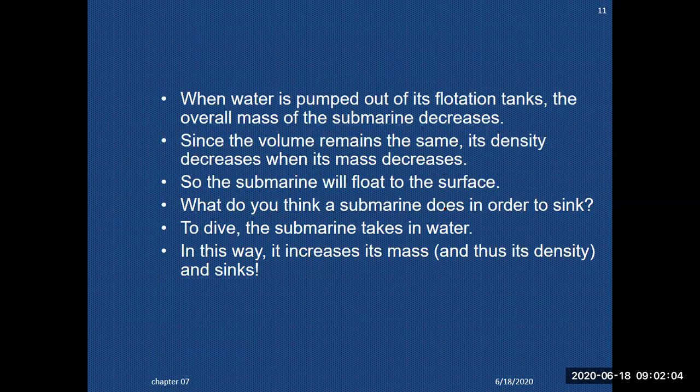What do you think a submarine does in order to sink, to dive? The submarine takes in water. In this way, it increases its mass. With the increase of the mass, its density increases, which results in sinking. So these are the three different techniques used in the case of a submarine. To move up to the surface, you have to reduce its mass. To move to the bottom, you have to increase its mass. To stay inside the water, you have to balance the two, so that weight is equal to upthrust.